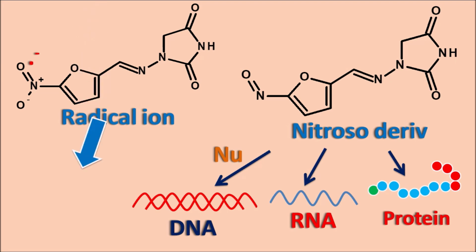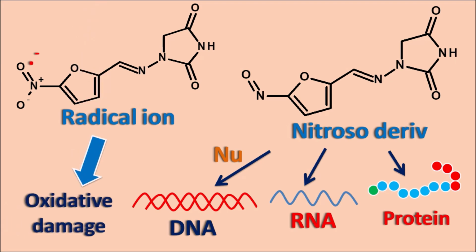And this radical ion can also produce some oxidative damage to the bacteria. In this way, nitrofurantoin mainly acts through the nitroso derivative, and it can attack multiple components of the bacteria. Thereby, the bacteria cannot develop resistance towards nitrofurantoin very easily. That's why nitrofurantoin can be used in the treatment of urinary tract infection with less resistance.